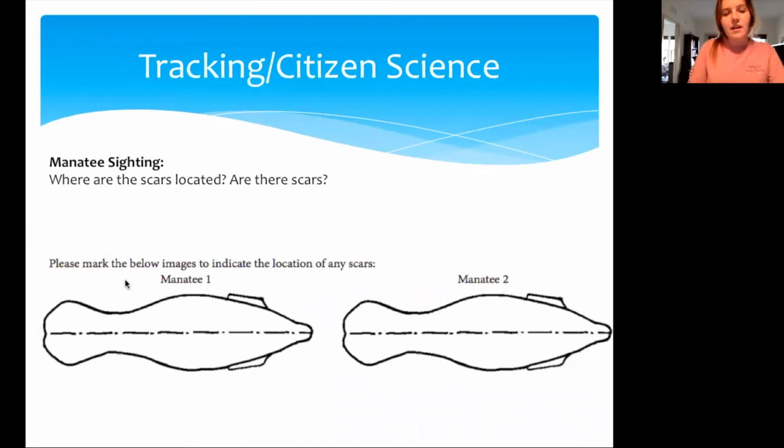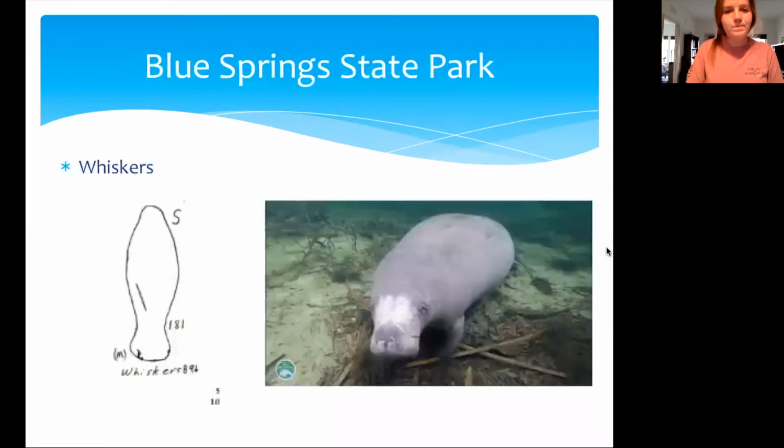We can take a chart that looks just like this one here. And when we see a manatee in the wild, we can simply draw the line on his back of where that scar is. I can then take this document, upload it as a PDF, and submit that to the catalog, which is statewide. And we'll talk a little bit more about that in just a moment.